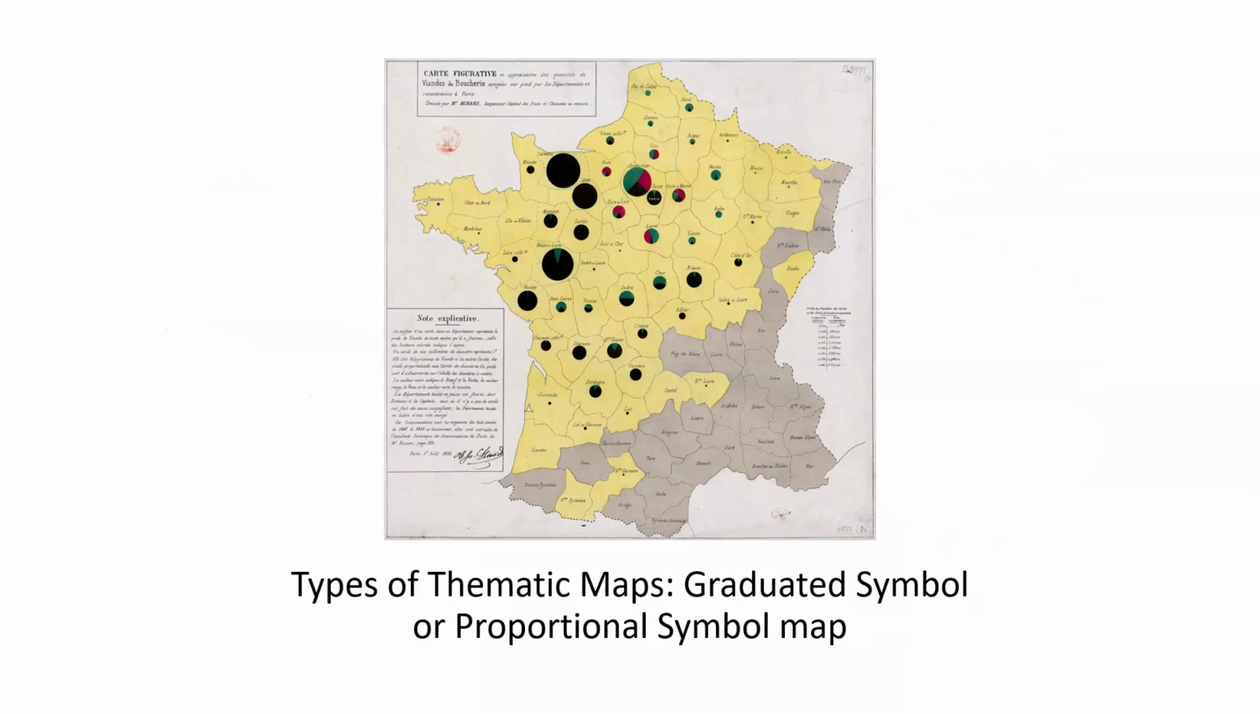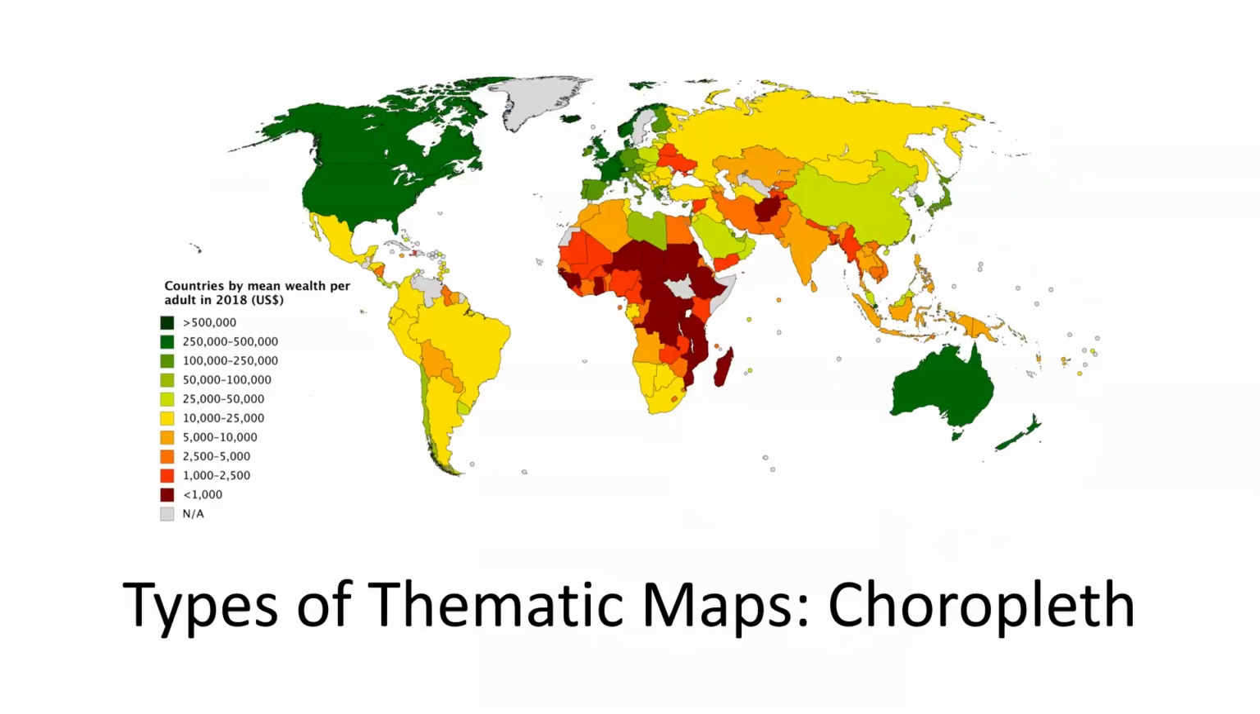Graduated symbol maps or proportional symbol maps are going to have the symbols get bigger and smaller if there's more of something. So very small dots in this case mean there's not very much of something, and big dots mean there's a whole lot. We can also have choropleths. They're going to use color or patterns in order to show us concentrations of things on the map. These are usually pretty easy to read. Here, the darkest greens or blacks are going to show more wealth, whereas the brownish color at the bottom is going to show much less wealth.